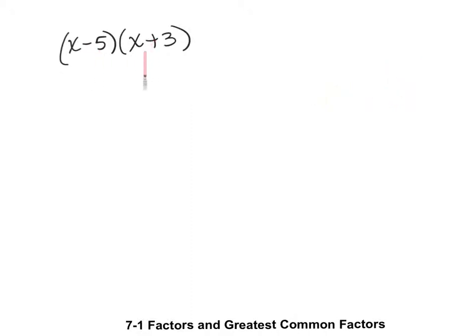of the two binomials, this binomial is a factor, this other binomial is a factor of the product that they create. So these are what we call factors, and the product is what we get once we multiply it out.